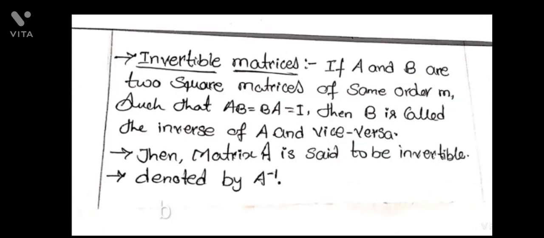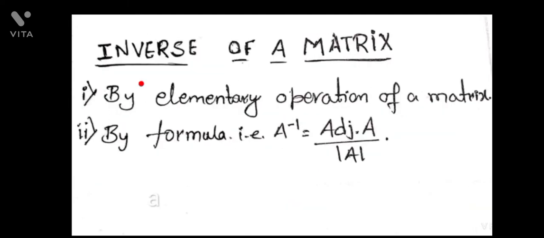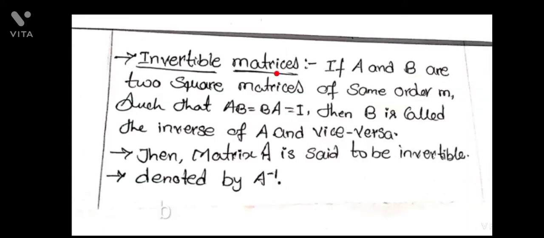Starting with this, my dear friends, for knowing this method we need to know some more things before it, that is the invertible matrices. What are invertible matrices? If A and B are two square matrices of the same order M, then they should be such that AB is equal to BA is equal to I.